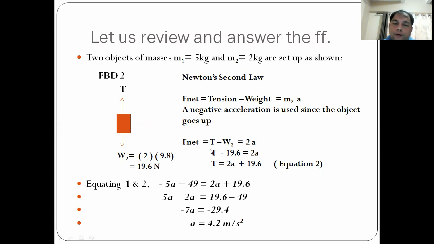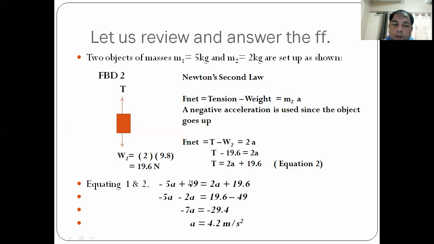So that's why we have T minus 19.6 equals 2A. Transforming and making it simply T, then T will be equal to 2A plus 19.6. Now we have a previous equation which we call equation 1, so we will call this now equation number 2.